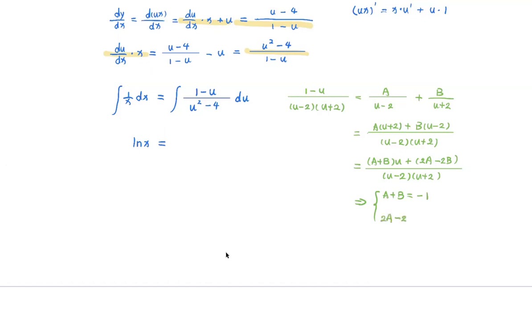Minus 2b equals 1. So let's solve this. a plus b equals negative 1, times 2. That's 2a plus 2b equals negative 2. Add them together. So that's 4a equals, oh, I made a mistake. Oh no, never mind. Yeah, it's right. So that's going to give you a equals negative 1 over 4. Then negative 1 over 4 plus b equals negative 1, so b is negative 3 over 4. Okay? Now you can put it back.